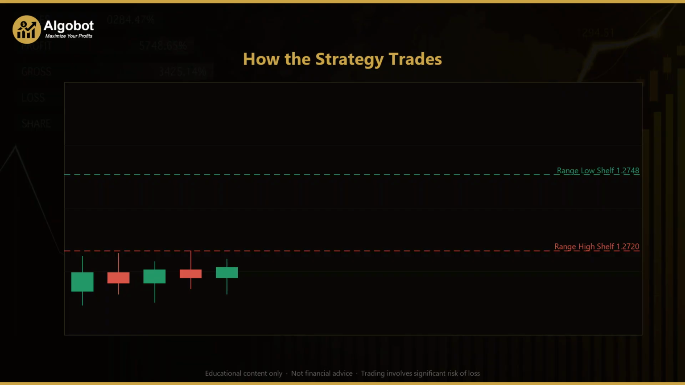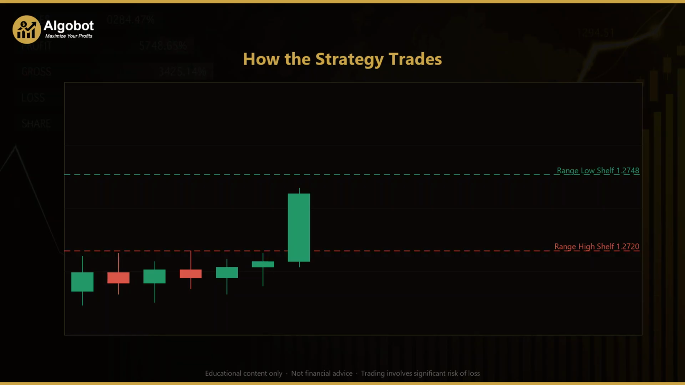The fourth candle in this cluster pokes up and just touches the shelf, but its close slides back down inside the range. That is exactly the weak, indecisive kind of break the strategy is built to ignore, because the body is small and the close did not hold near the top. Then the decisive candle arrives. The sixth candle opens near the shelf and expands sharply upward, closing well above the range high shelf at 1.2720 and finishing right near its own high. This is the power candle the strategy is looking for.